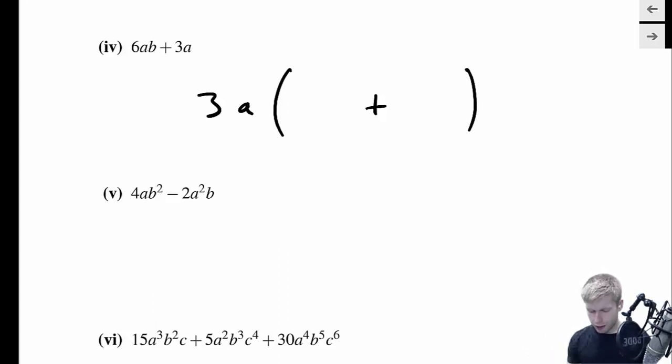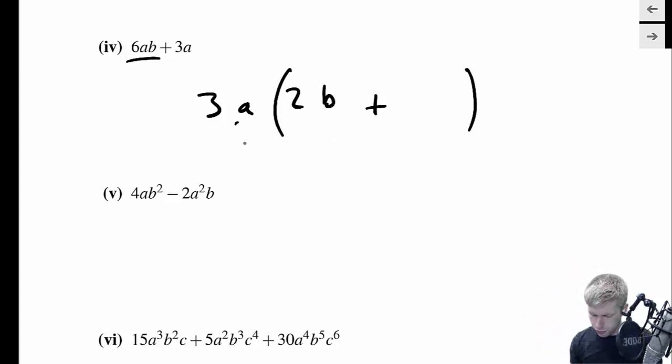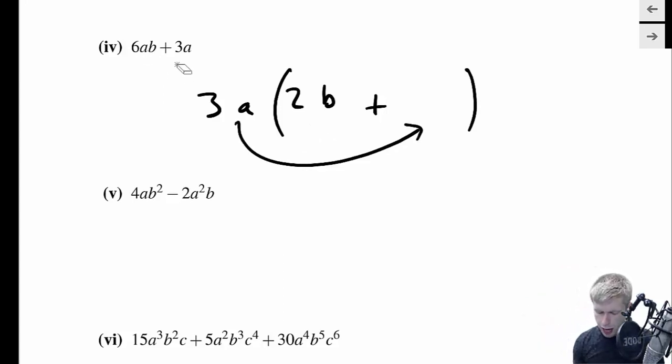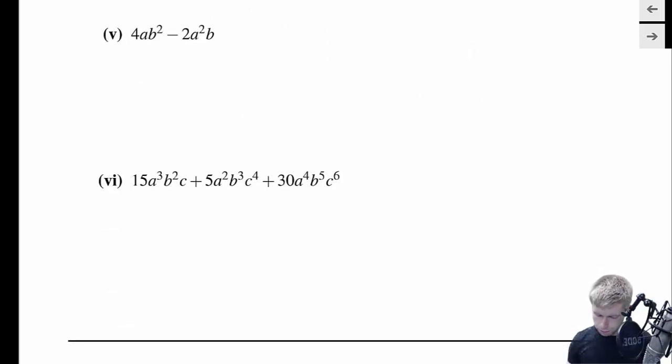Then I just reverse expand it. So I say, right, 3a multiplied by something that goes here has to give me 6ab. The only thing that can go there is a 2 and a b, because the a is already out the side, out the front, if you like. Okay, and then 3a multiplied by something that goes here has to give me 3a. Again, the only thing that can go there is a 1, because 3a times 1 gives me 3a. Perfect.